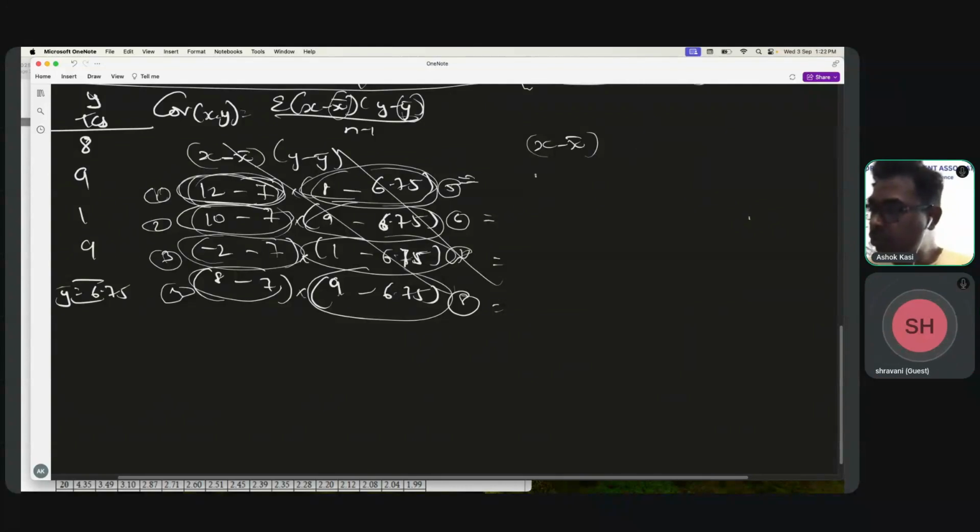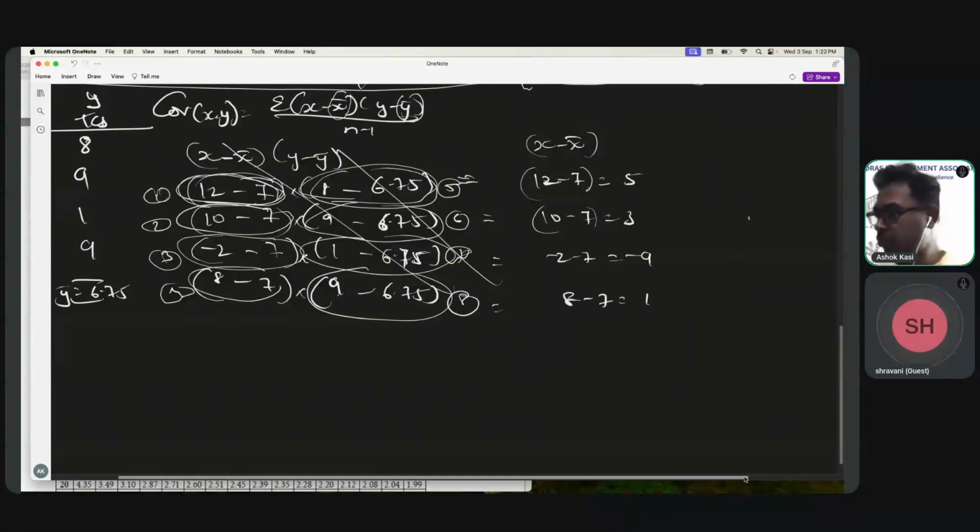X minus x bar is 12 minus 7, which is 5. See this way how I am doing, so then that human error will not happen. 10 minus 7 is 3. Minus 2 minus 7 equal to minus 9. 8 minus 7 equal to 1. This is x minus x bar.